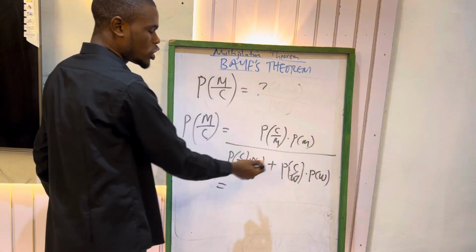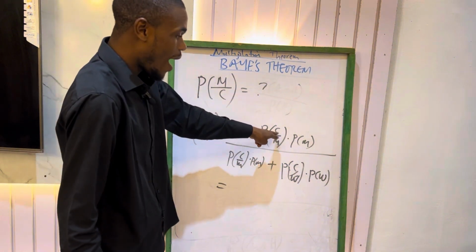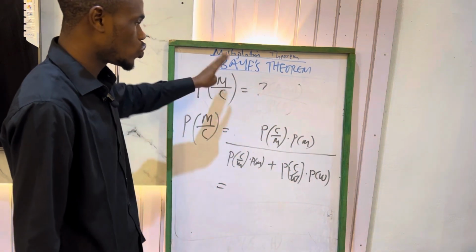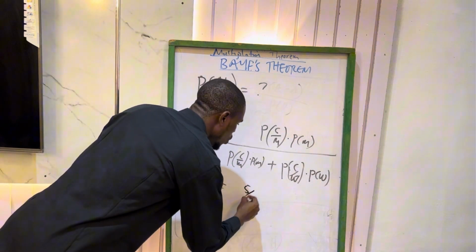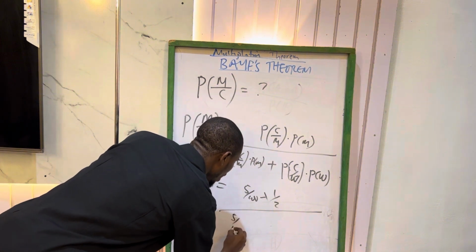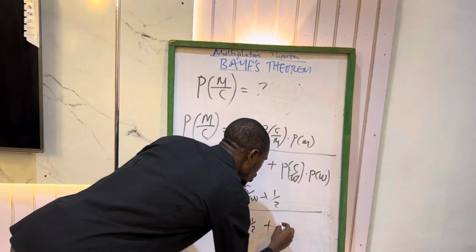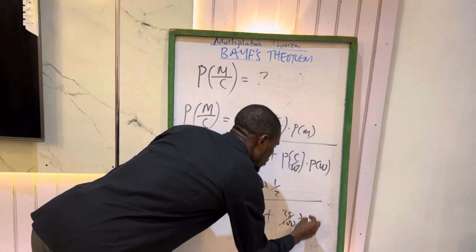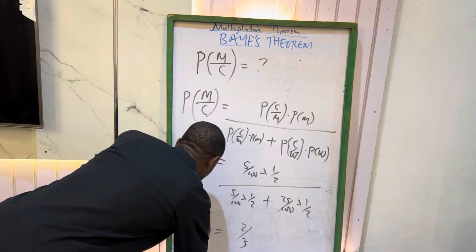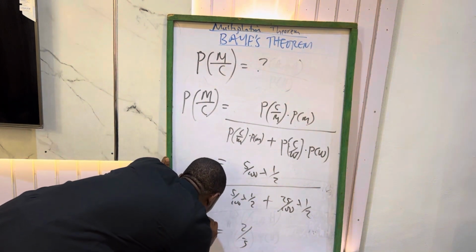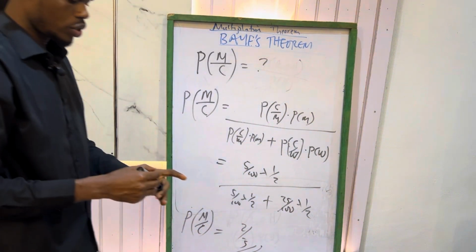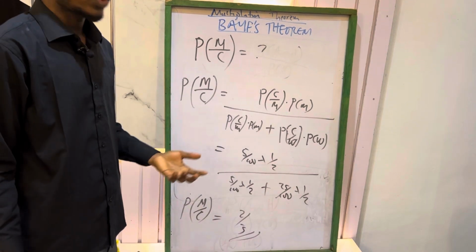So our P of C over M is equal to what? That is the one that are men that are colorblind. And that one in the question, when we solve this, we see that it was equal to 5 over 100 times the probability of male, which is 1 over 2, divided by 5 over 100 times 1 over 2 plus the other one, which was 25 over 1,000 times 1 over 2. After solving everything, you'll have 2 over 3 as your answer. That's the probability of colorblind that is male. That's what they ask you to find. This is the simple answer to the simple question. So thank you. We're moving to the next question.